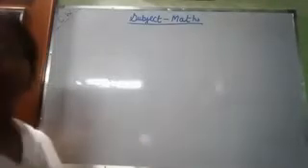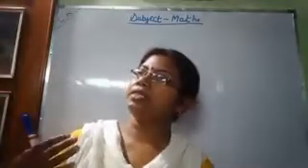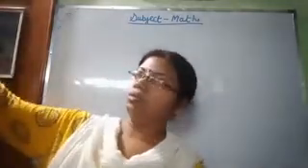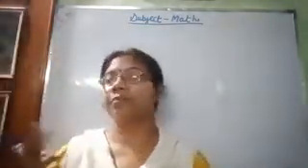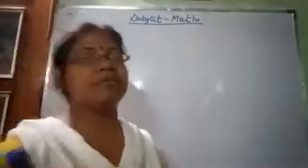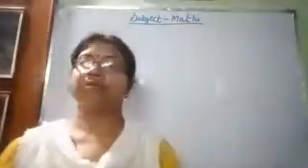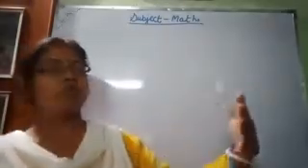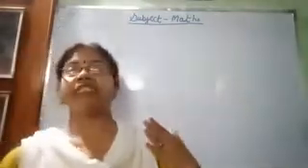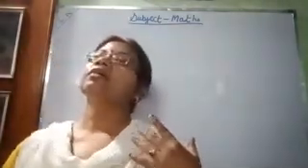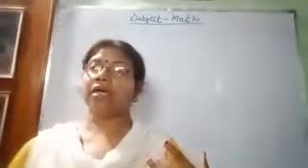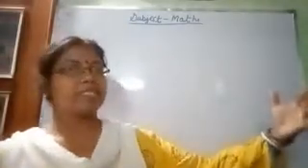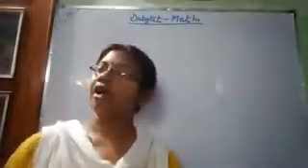Next is far or near. When two things are compared on the basis of their distance, it is called far or near. Near means the distance is less, and when the distance is more, it is far. When distance is less, it is near, and when distance is more, it is called far.